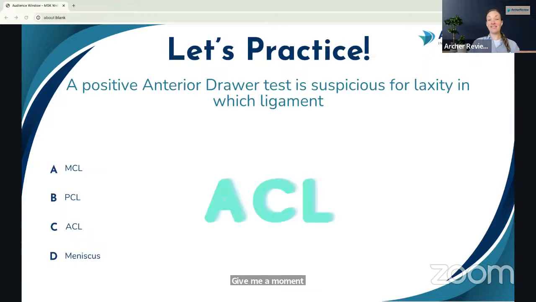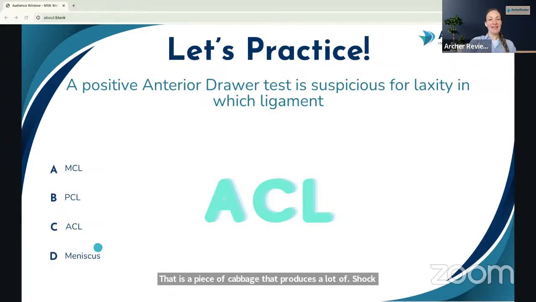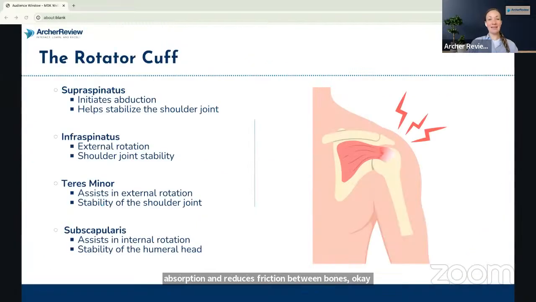All right, if you answered ACL, you're correct. So the meniscus, remember, is not a ligament. That is a piece of cartilage that provides a lot of shock absorption and reduces friction between bones, okay? These three are all different ligaments. Okay, let's keep moving on, hitting the shoulder.